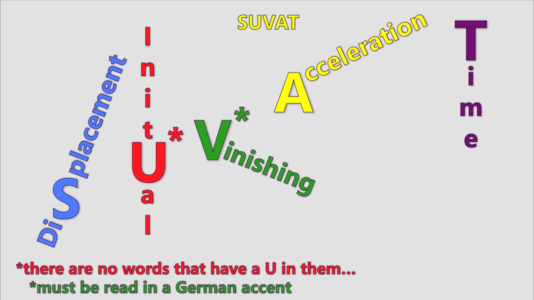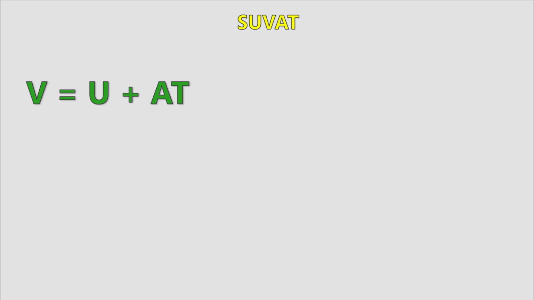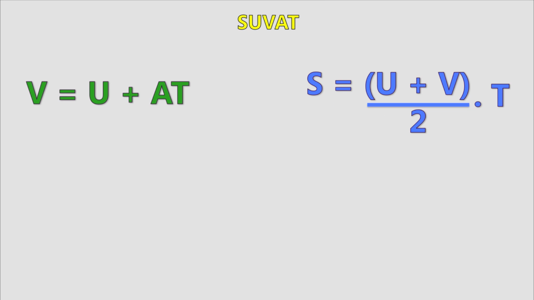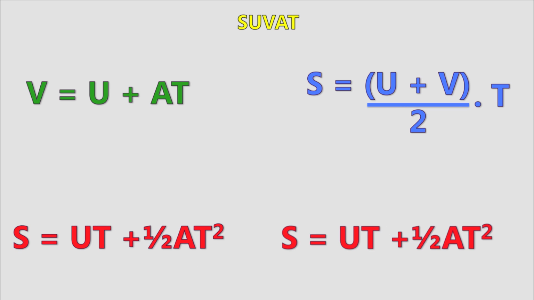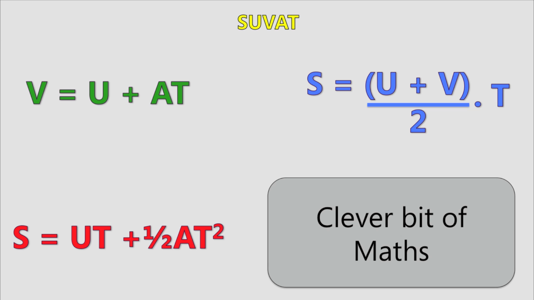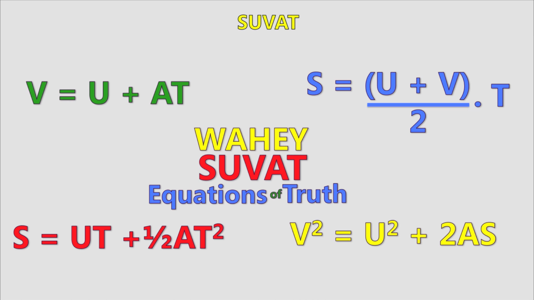Now, using our acceleration equation, we can rearrange it for the first equation. Then, using a bit of maths and a touch of physics, we get our second equation, finding displacement. Then, combining those, we get our third equation, the little red one there. Then, using a little clever bit of maths, you can eliminate T, and voila! We have our fourth and final equation, the yellow one. So, if you ever need to find any of those elements we mentioned, just use the SUVAT equations of truth. You know that they are given in the AQA formula booklet.